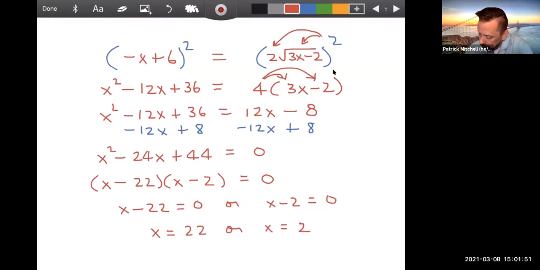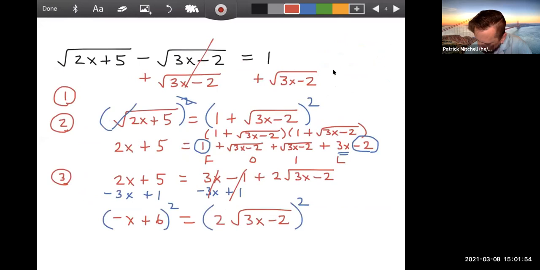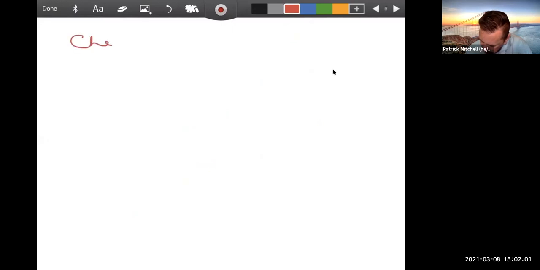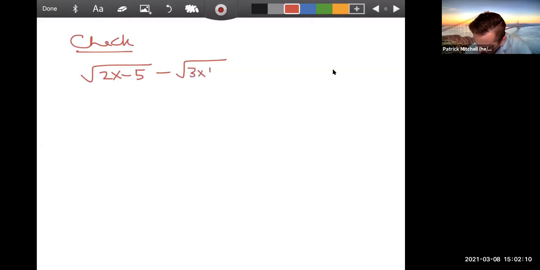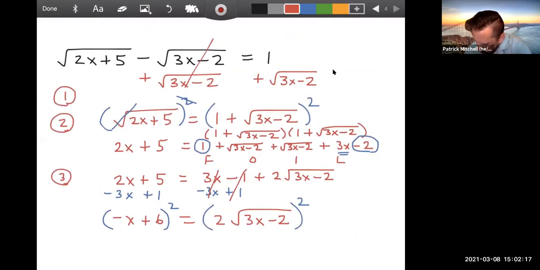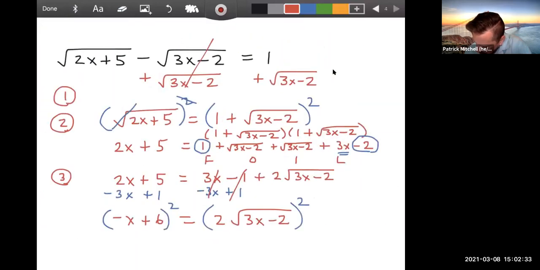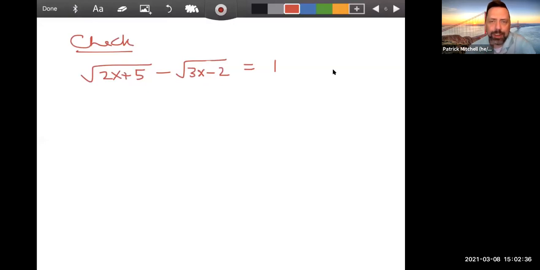So I need to grab my original equation, and I think I actually need to peek at it to make sure I remember what it said. Okay, 2x plus 5, 3x minus 2. So this is going to be the check. Square root of 2x minus 5 minus the square root of 3x plus 2 equals 1. Let me double check that one more time. Nope. This is supposed to be a minus. That would have been a shame. And this is supposed to be a plus. My gosh. Okay. All right.